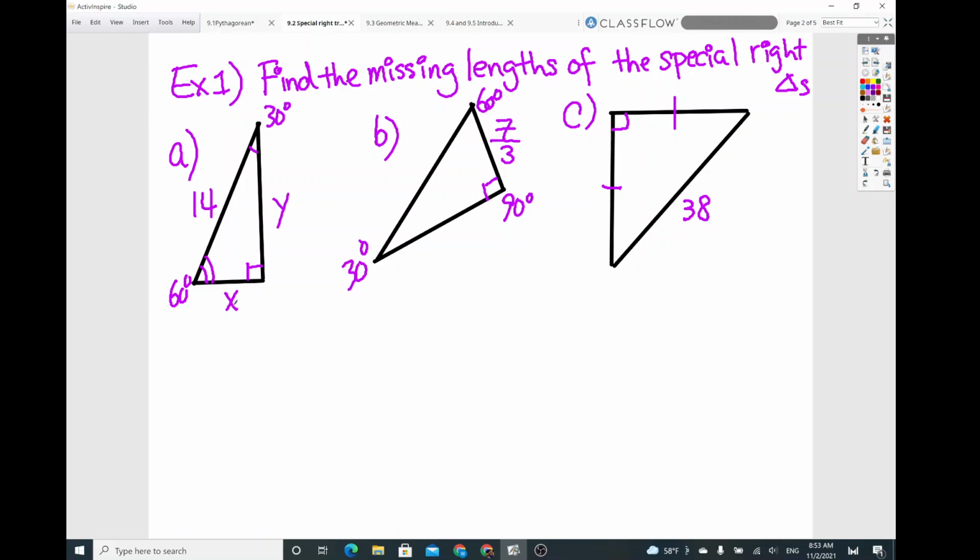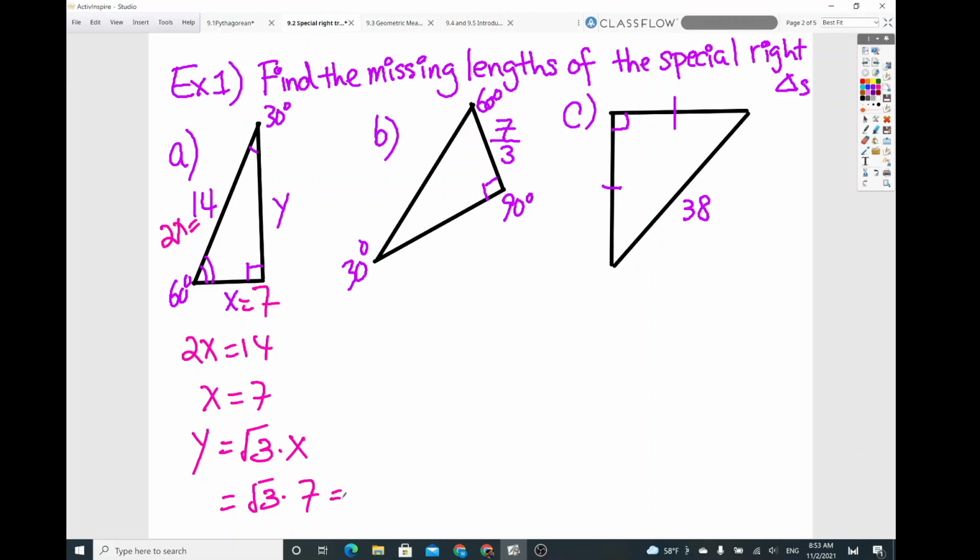To find the shortest leg using the ratio, the longest side's ratio is 2x, so 2x equals 14. Solving for x, we get 7. So the shortest leg is 7. To find y, it's just the ratio root 3 times x, so root 3 times 7, which is 7 root 3.